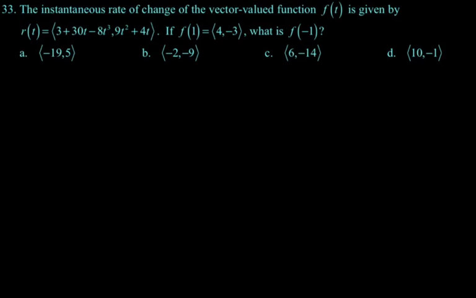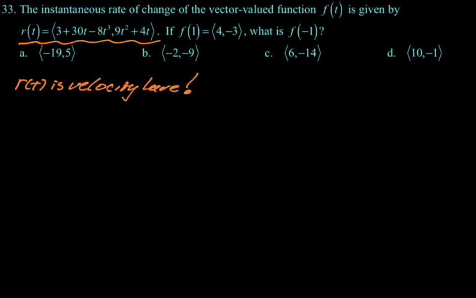F of 1 is 4, negative 3, and we are looking for f of negative 1. Okay, so this is kind of a fundamental theorem problem. We're just rearranging it. I would say keep in mind that this is the velocity. So I'm just going to rearrange the fundamental theorem. We know 1 and -1.